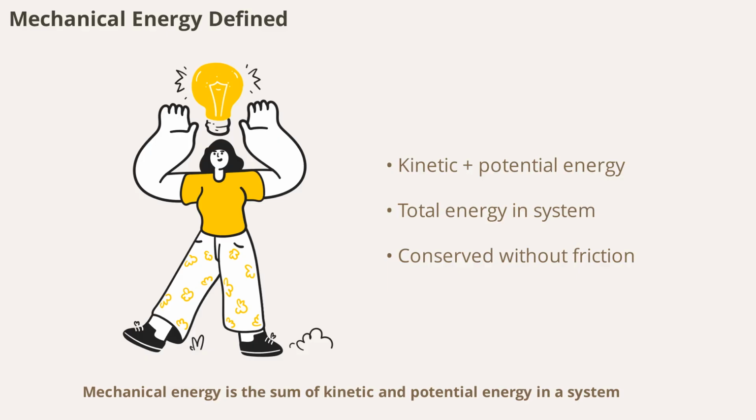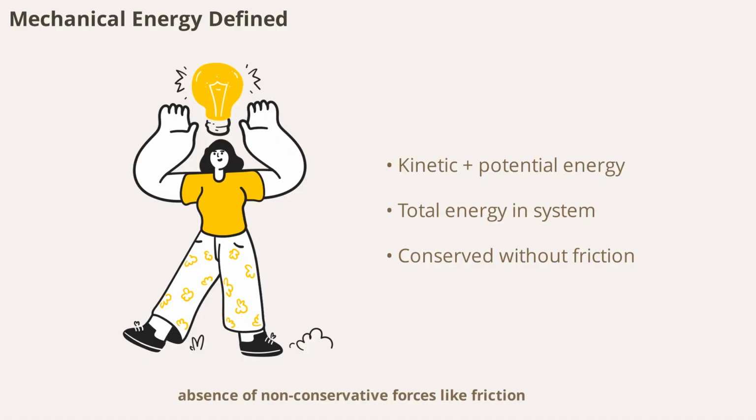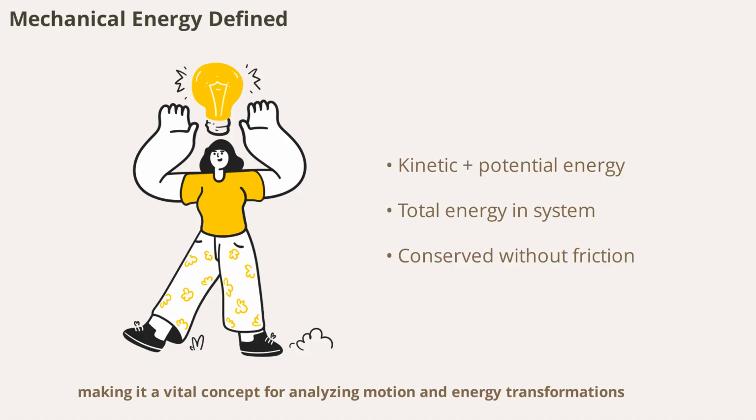Mechanical energy is the sum of kinetic and potential energy in a system. It represents the total energy available for doing work. For example, a swinging pendulum has both kinetic energy, when moving, and potential energy, at its highest point. Mechanical energy is conserved in the absence of non-conservative forces like friction, making it a vital concept for analyzing motion and energy transformations.